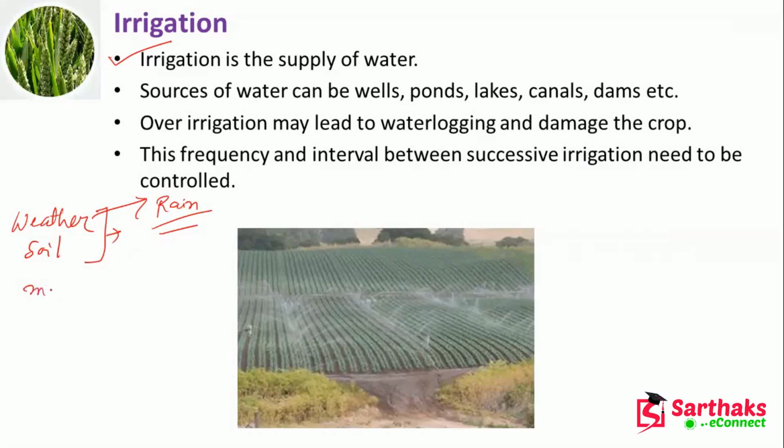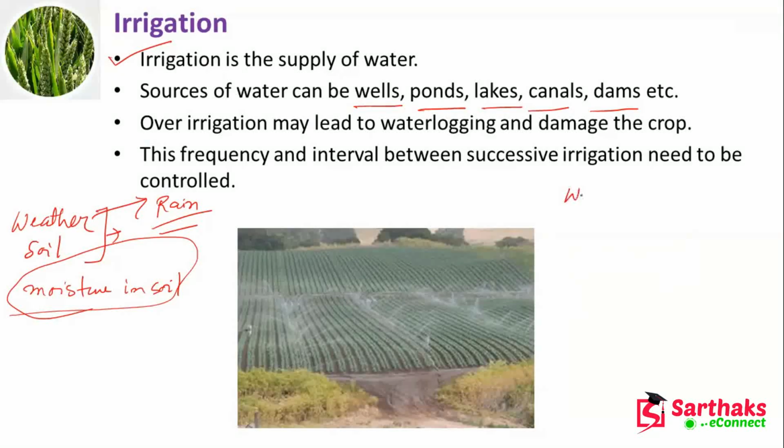So first we have to think about the moisture, how much moisture you have in the soil. According to that, we have to give the water. So irrigation means the supply of water, and sources of water can be wells, ponds, lakes, canals, dams. So what are the sources of water in case of our field? It may be wells, ponds, lakes, canals, dams. But over irrigation means waterlogging, and that will damage the crop. Over irrigation is not good for the crop, and it can damage the whole crop. So that will be very dangerous for us.